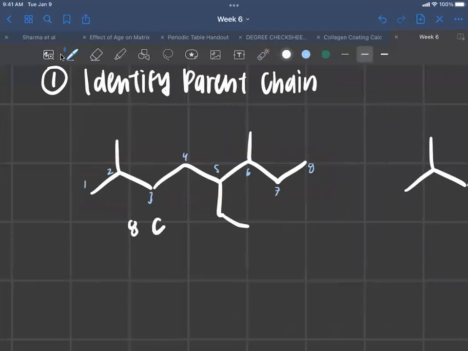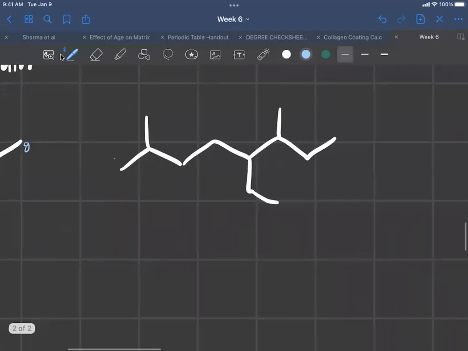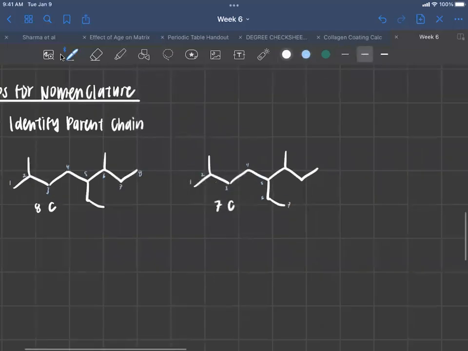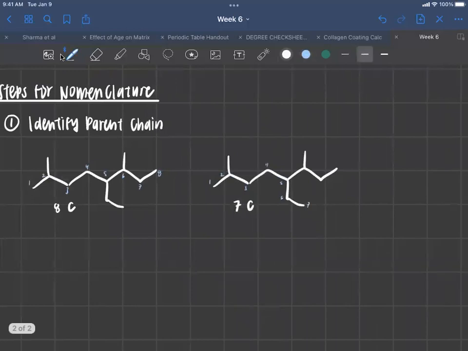So on this counting pattern, we have 8 carbons. Let's do the one that kind of bends down. So we have 1, 2, 3, 4, 5, 6, 7. So this we have 7 carbons. Again, we want the longest chain, and the longest chain will have more carbons. We're comparing 8 and 7. Of course, 8 is longer, so we will use this linear one to be our parent chain.